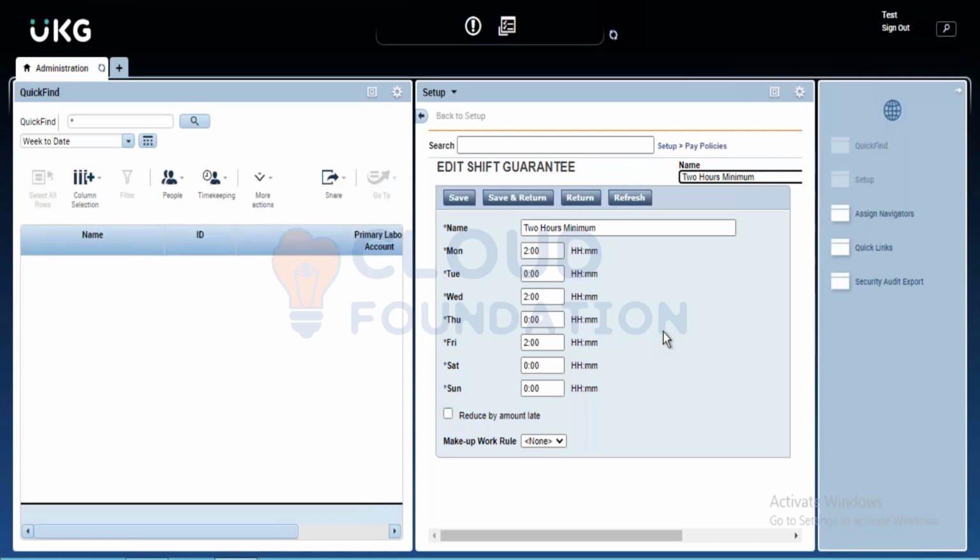Like 4 hours on Monday, Tuesday, Thursday, etc. So even if they work only for 20 minutes on Monday, he'll get 2 hours amount, 20 rupees, right? So he'll get 40 rupees for that day for sure, even if he has worked only for 10 minutes. Okay, ma'am. Thank you. You're welcome.